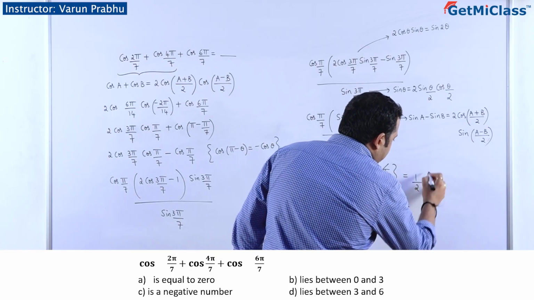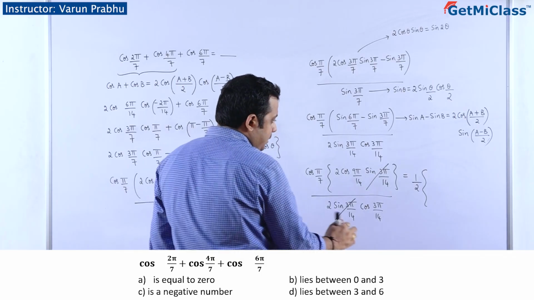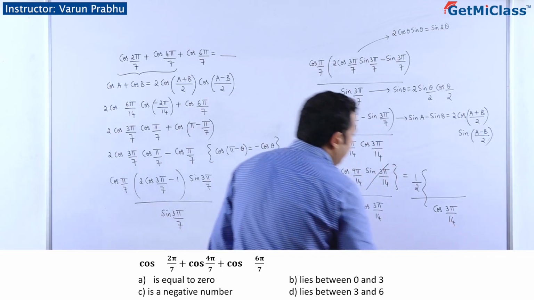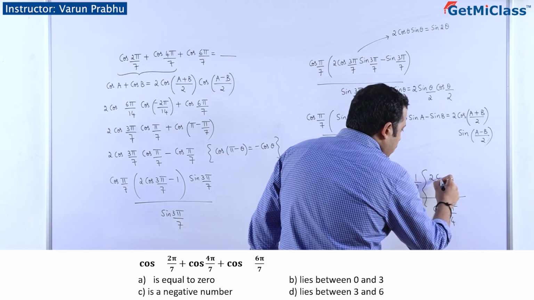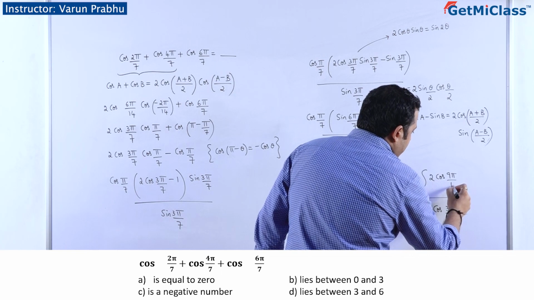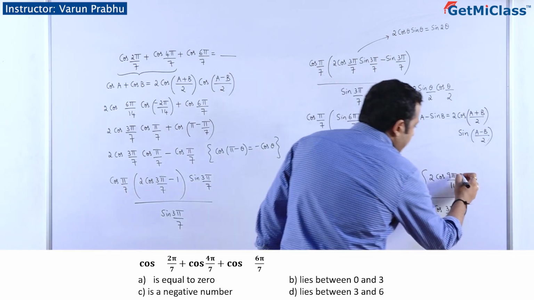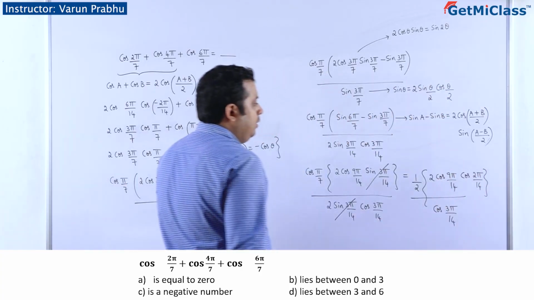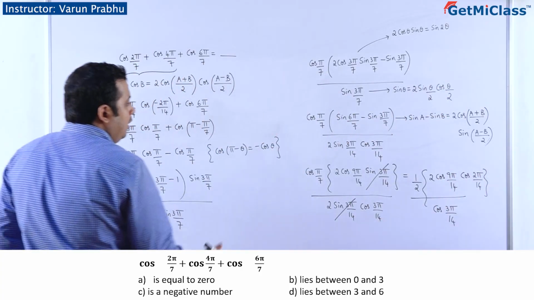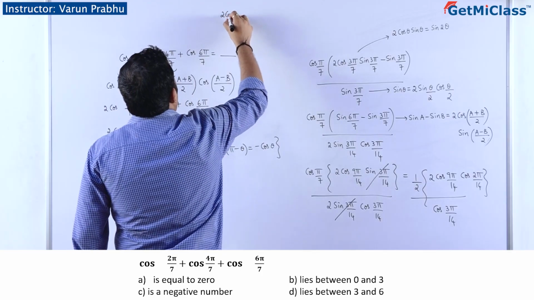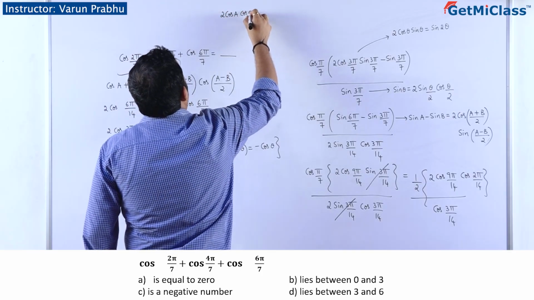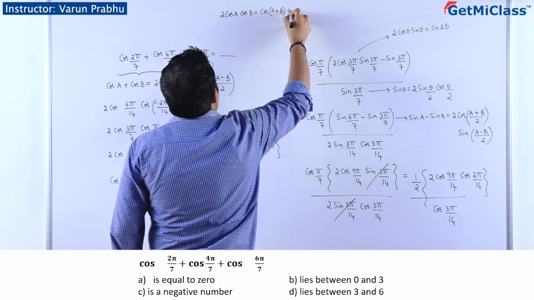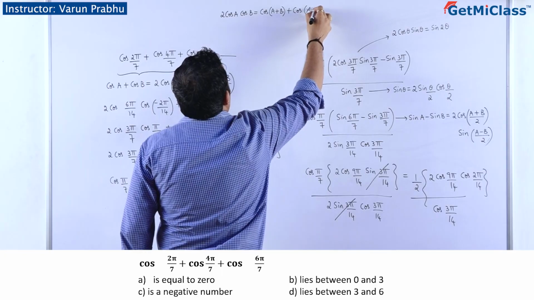So this 1 by 2, let it be like this. This 2, let it be like this. Divided by cos 3 pi by 14 times 2 cos 9 pi by 14 into cos pi by 7 into cos 2 pi by 14, I'll write. Is it okay? I'll write like this. Now we know the formula, 2 cos A cos B can be written as cos of (A plus B) plus cos of (A minus B). Correct or not?